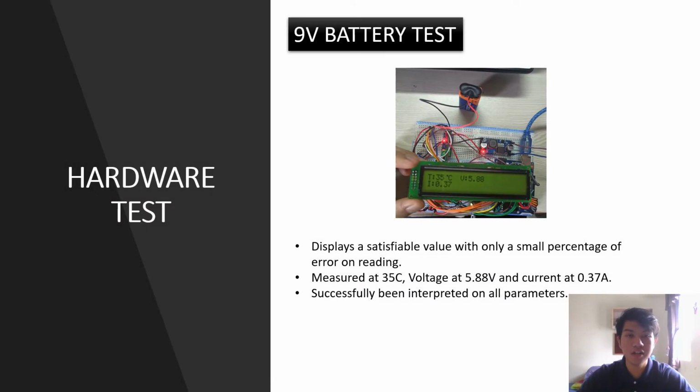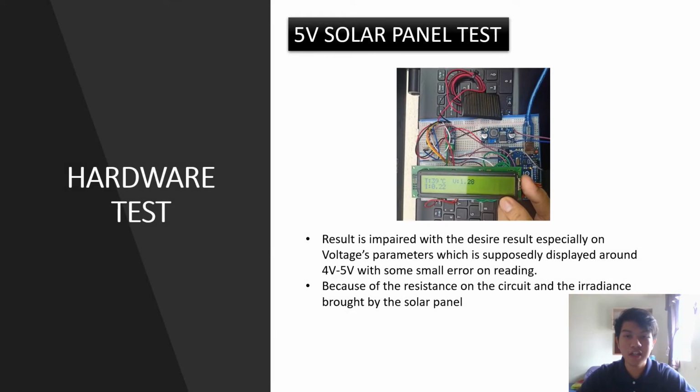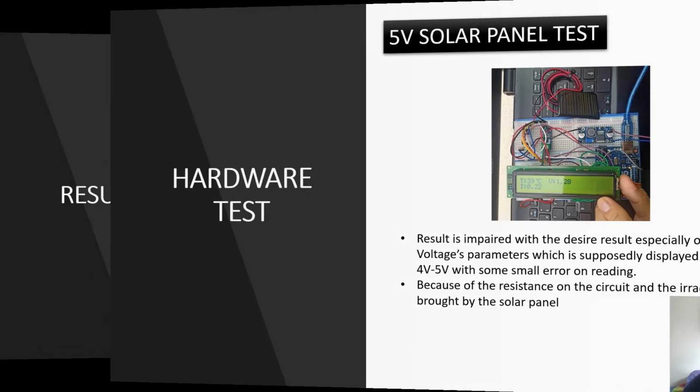So for the hardware test, we tested it on two conditions, which are a 9V battery and a 5V solar panel. For the 9V battery, it displays a certifiable value with only a small percentage of error in the reading. But for the 5V solar panel test, the result is impaired compared with the desired result, especially on voltage, because it is supposed to display around 4 to 5V. This is maybe because the irradiance received by the solar panel is not enough to power up the circuit.